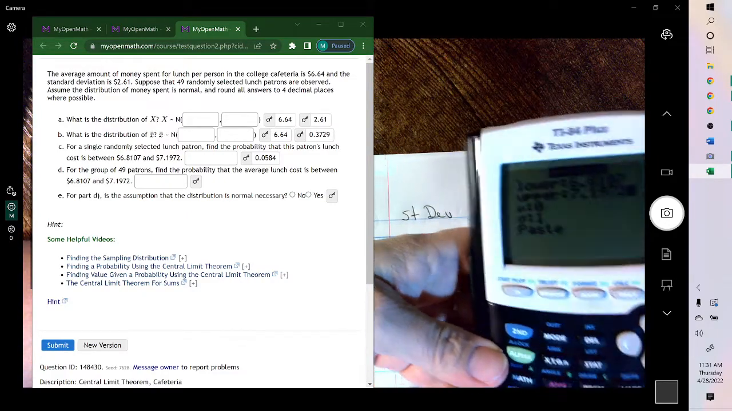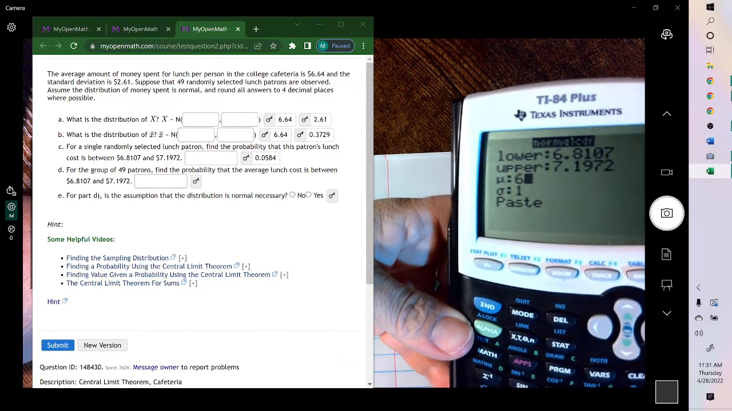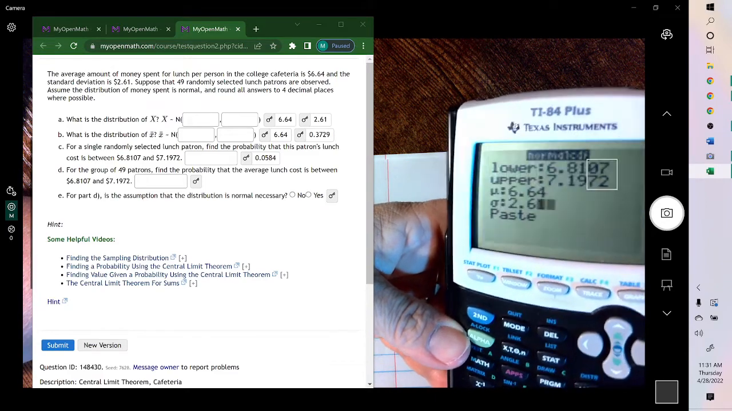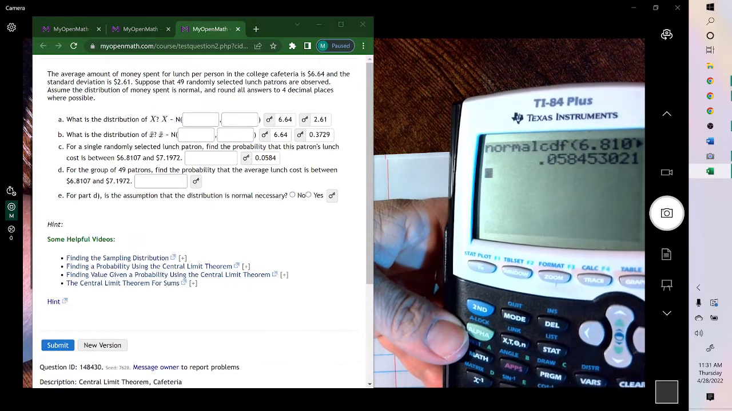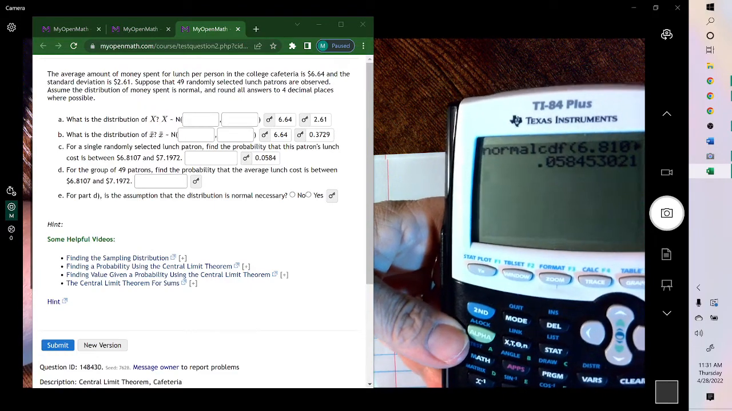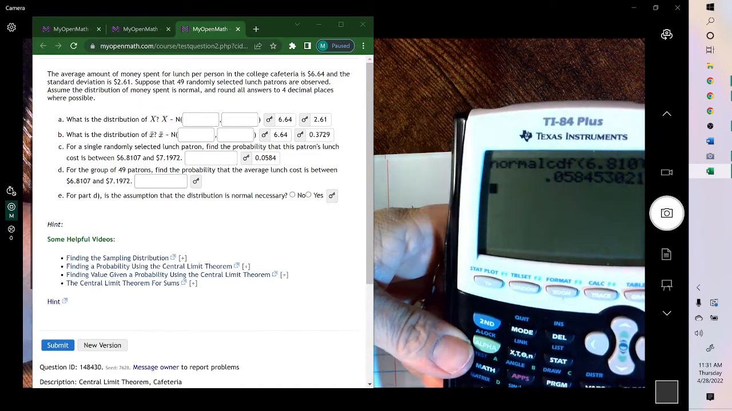I don't know why that's so dark today. There we go. And then your mean 6.64 and the standard deviation 2.61, and then paste it and hit enter, and there's your value. So when you're using the calculator, it goes between two values rather than just below.